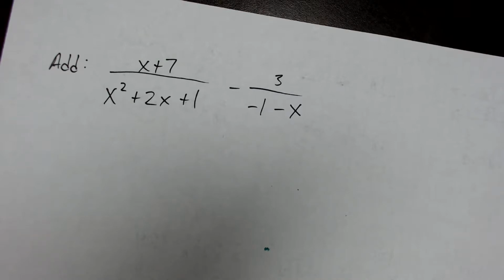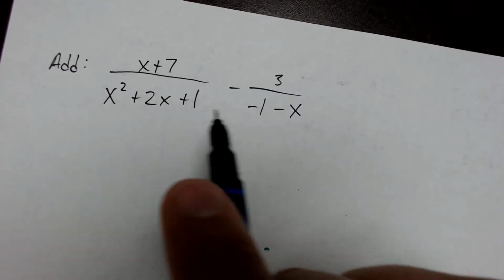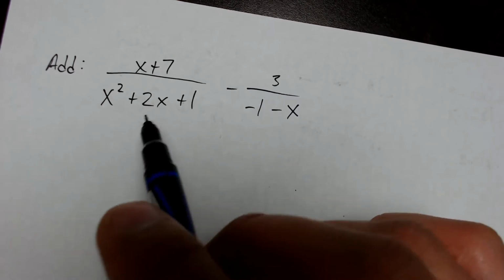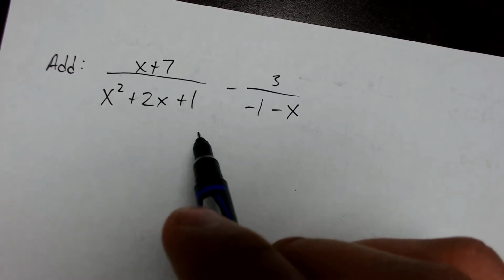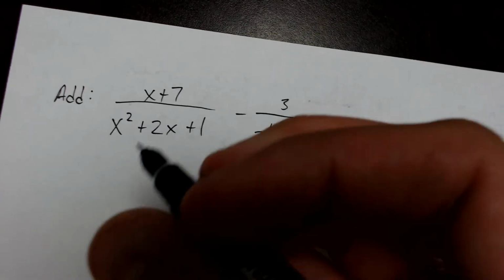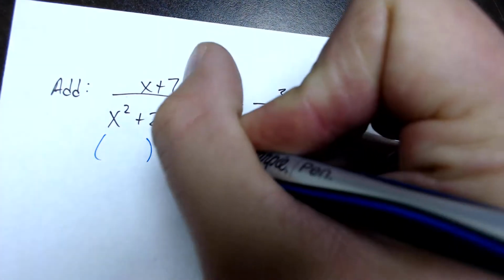So when you see a problem like this, you're given the command to add, you have two fractions, and you see a trinomial in the denominator, immediately think factor. Remember, every time we see a trinomial, we should ask, hey, can I factor that? It makes things a lot easier. So we'll start by trying to factor this denominator.